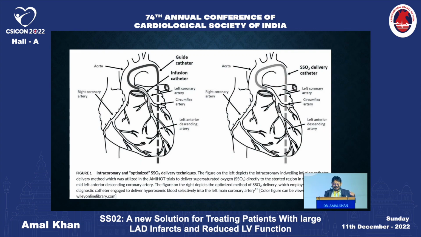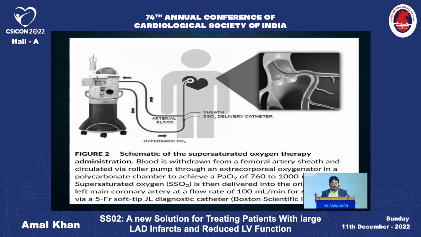On the left side, it depicts the intracoronary indwelling infusion catheter for delivering supersaturated oxygen in the very beginning trials in 2009, the AMIHOT trials, directly to the stented region in the proximal to mid LAD. And on the right, the picture depicts the method of SSO2 delivery nowadays, with a standard diagnostic Judkins catheter delivering hyperoxemic blood selectively to the ostium of the left main coronary artery. So this is basically the supersaturated oxygen delivery device.